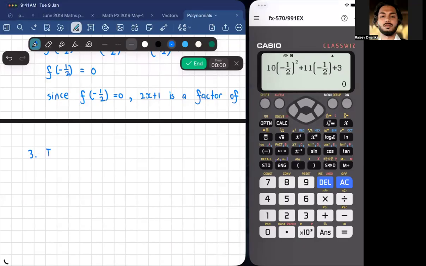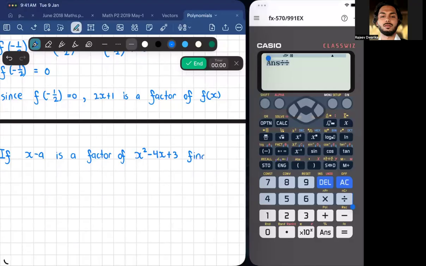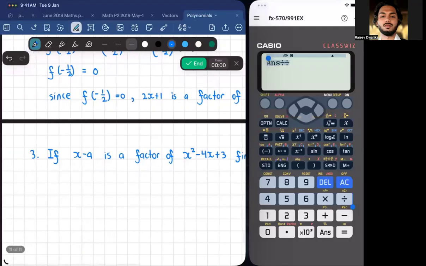So if x minus a is a factor of x squared minus 4x plus 3, find a. I think I might have to do this question with you all.